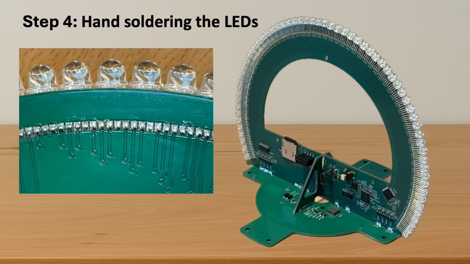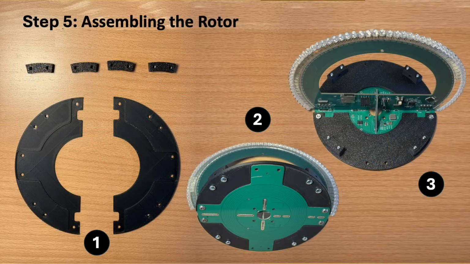Soldering the LEDs requires a bit of experience, especially since the pitch is very small. Using a magnifying glass can be very helpful for inspecting the solder joints. This image shows the plastic parts of the rotor. They are assembled with just a few simple steps using screws.